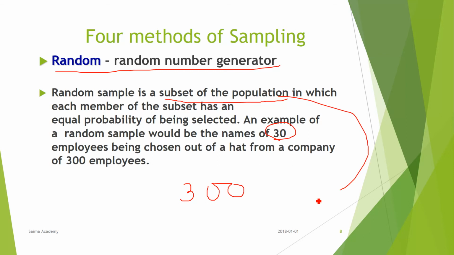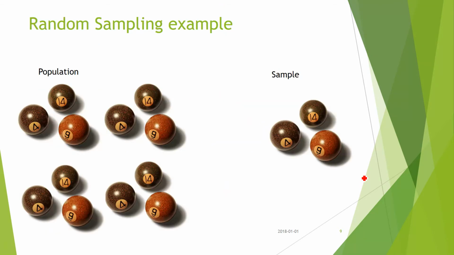And how big is the population of your company in this example? 300. Out of 300, you are going to pick 30. You are not going to pick 30 according to your own choice. If you pick by your own choice, it is biased sampling. We have to do unbiased sampling. So you have to put the names of 300 employees in the box, shake them properly, and then pick. So it is random sampling.